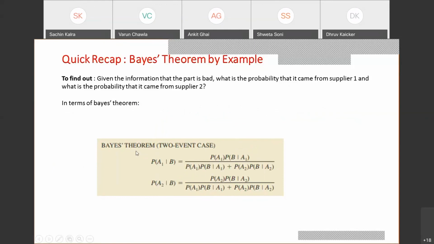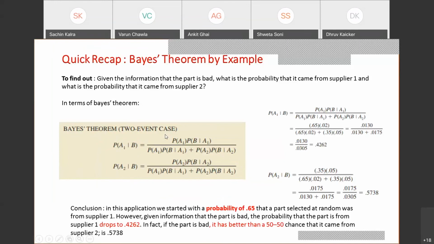So Bayes theorem, this is the formula behind it. Definitely now we're going to utilize Bayes theorem. We'll use the formula as well. Now it says the part is already bad. What is the probability it came from supplier one, right? And given the part is bad, what is the probability it came from supplier two. So this is the formula. I'll share the PPT. You can understand the formula, and let's calculate.